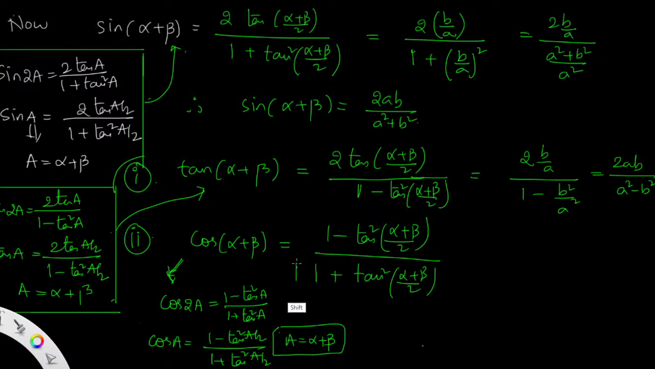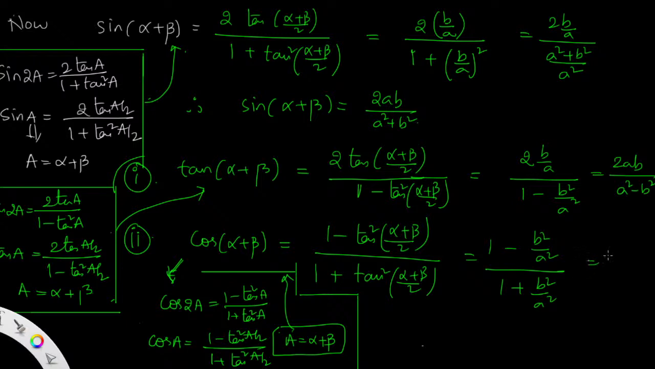Okay, then substituting all these, in the place of alpha, substituting alpha plus beta, it is 1 minus b square by a square by 1 plus b square by a square, which is equal to (a square minus b square) by (a square plus b square). This is the answer.